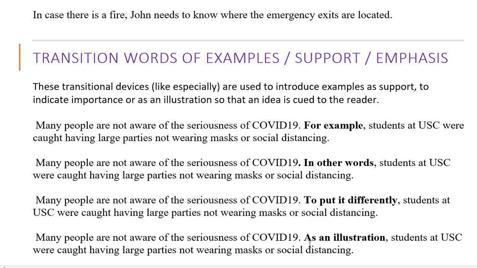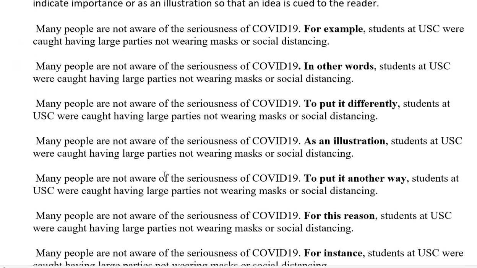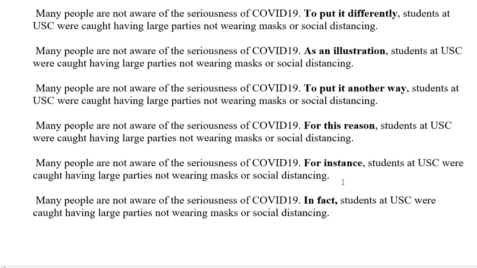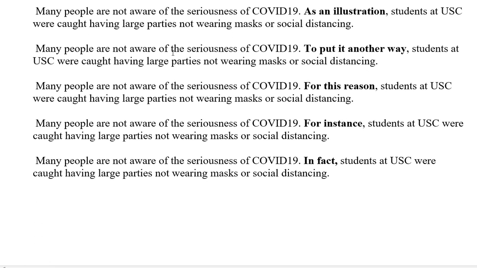So different ways of saying and, these are known as transition words of examples, support, and emphasis. To put it another way, for this reason, for instance, in fact, okay? So all of these are different ways of saying and.